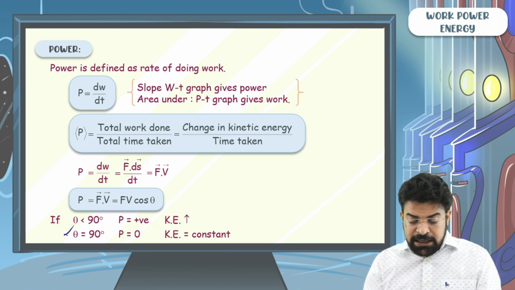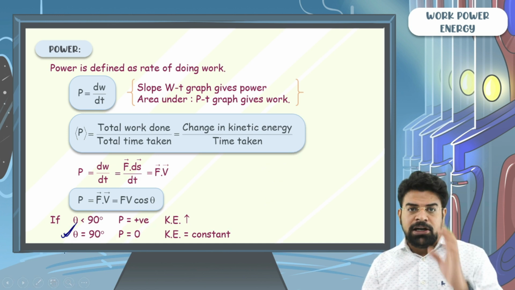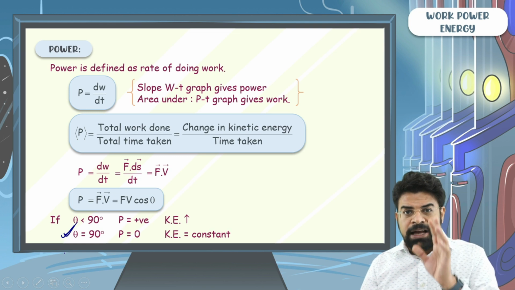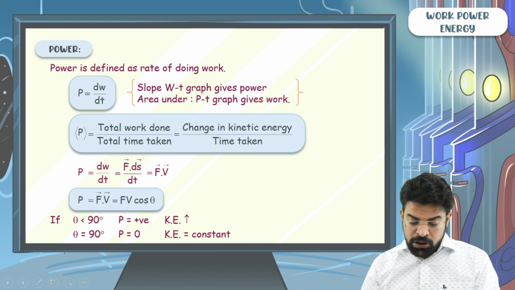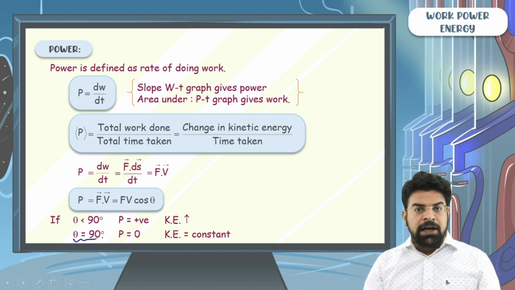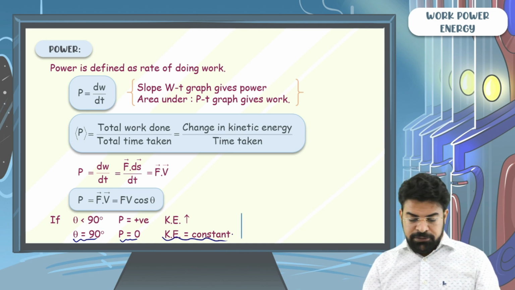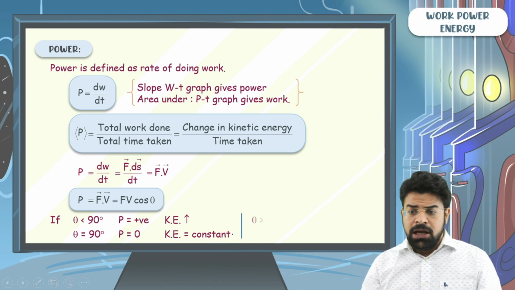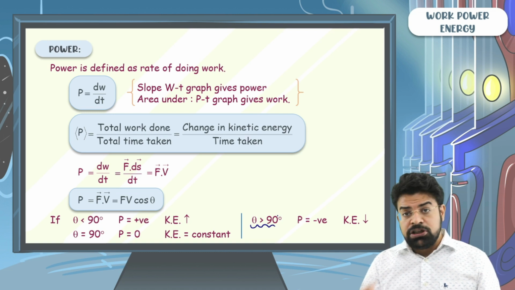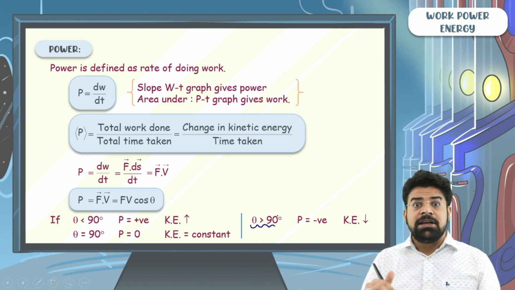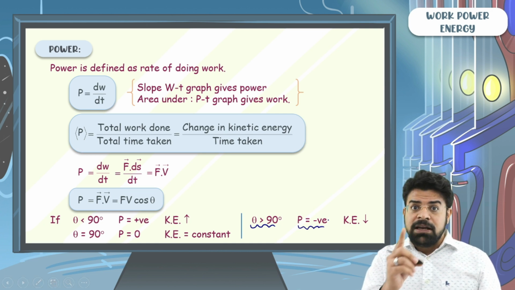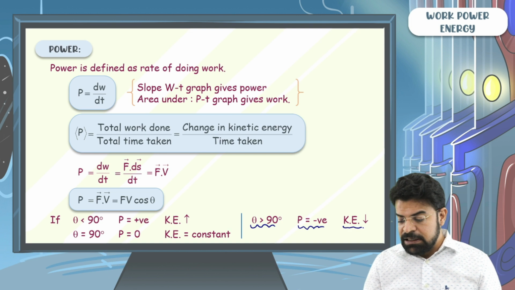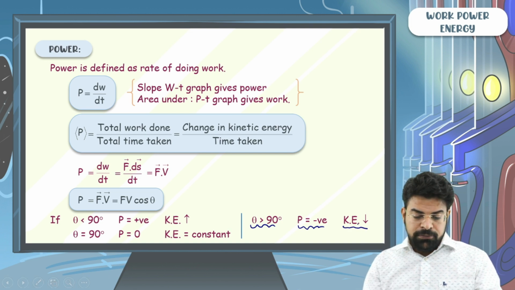The second case is really important for magnetism because the magnetic force acting on a charged particle is in the direction perpendicular to its velocity. So for theta equals 90 degrees, power delivered is 0, hence the kinetic energy remains constant. Now the last case: if the angle between force and velocity is obtuse, theta greater than 90 degrees, then the power delivered will be negative. If the power delivered is negative, then the kinetic energy will decrease.